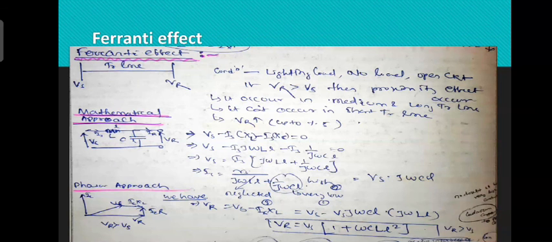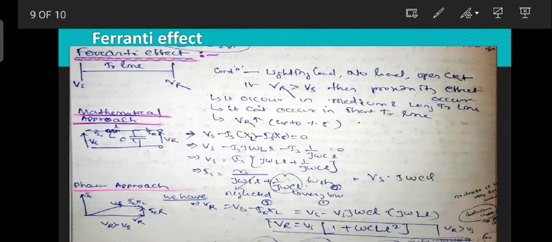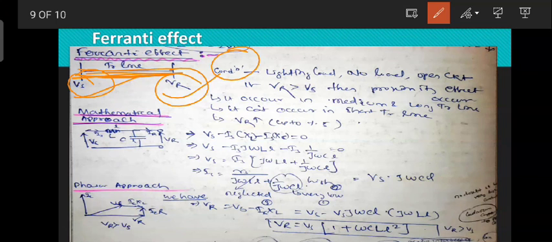So what is the Ferranti effect saying? The Ferranti effect says that if there is a voltage in the transmission line, this is our sending end voltage and this is our receiving end voltage. So if receiving end voltage is greater than the sending end voltage, then this effect is called the Ferranti effect. This is our transmission line. Okay, and this condition occurs only when there is a no load condition and there is an open circuit.